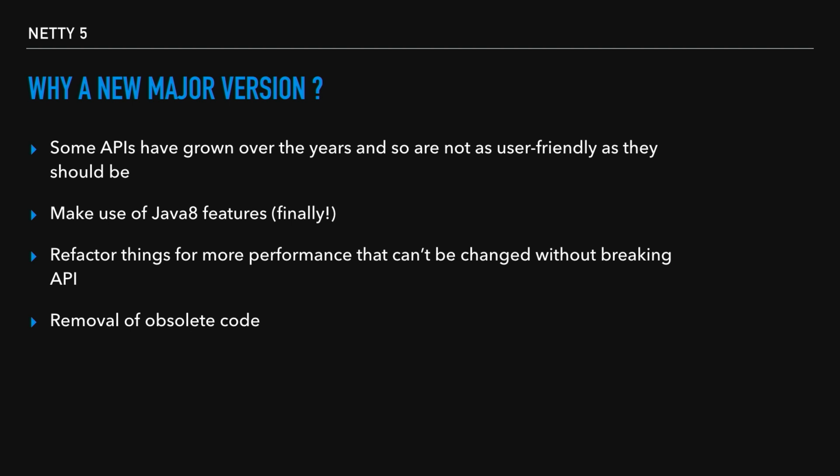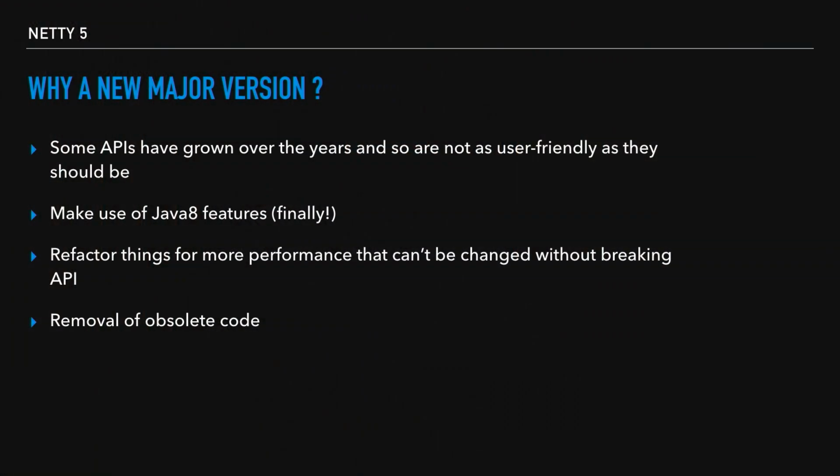I think it was released like 8 years before, maybe 7, I don't remember exactly. And we are basically supporting it since forever. Which means we have some APIs which have just grown over time. We have some APIs which are not as user-friendly as they should be, which we found out too late, as always, right?